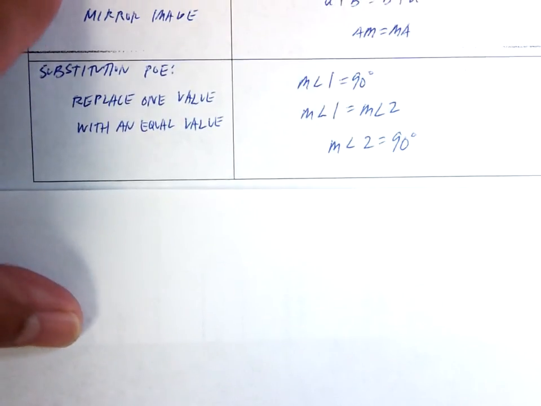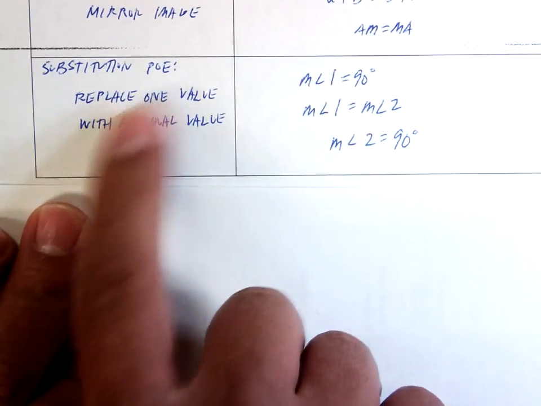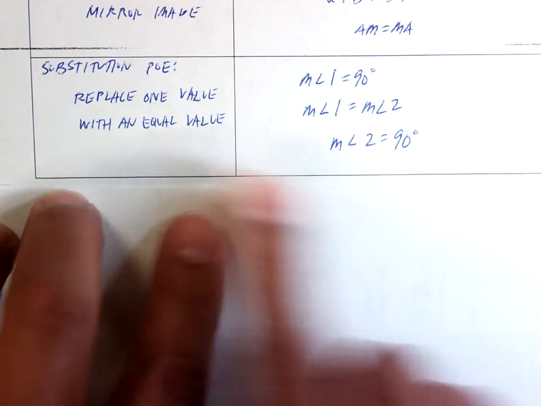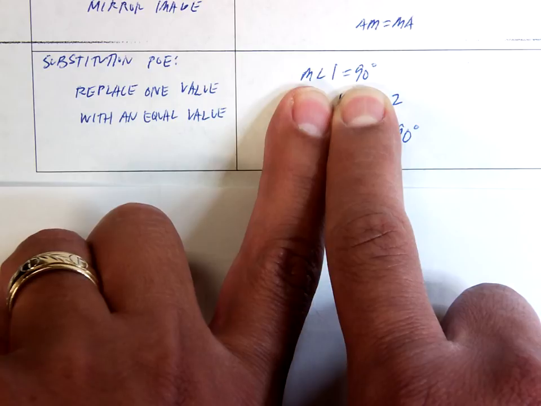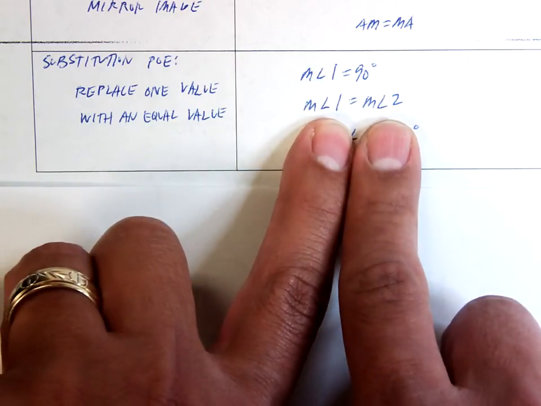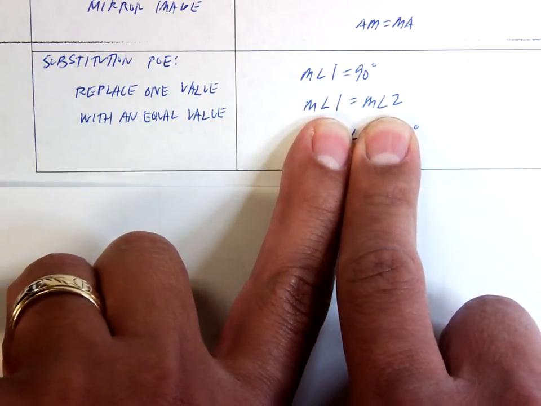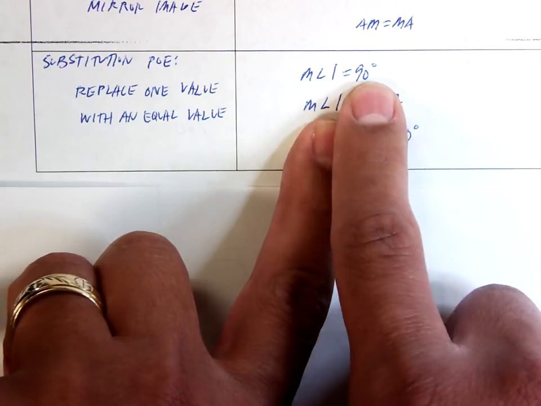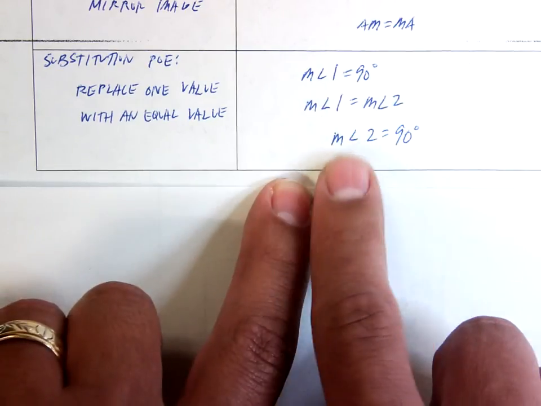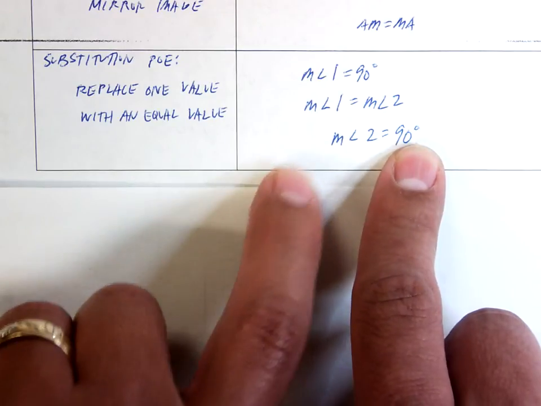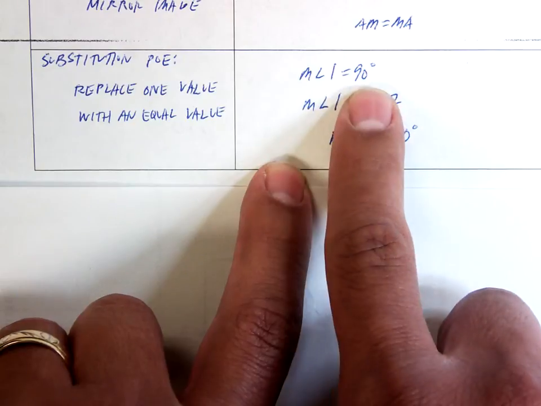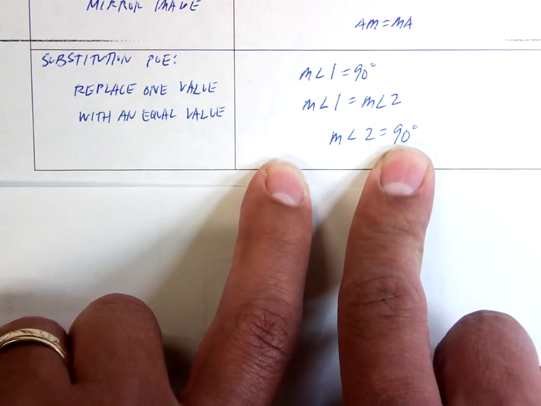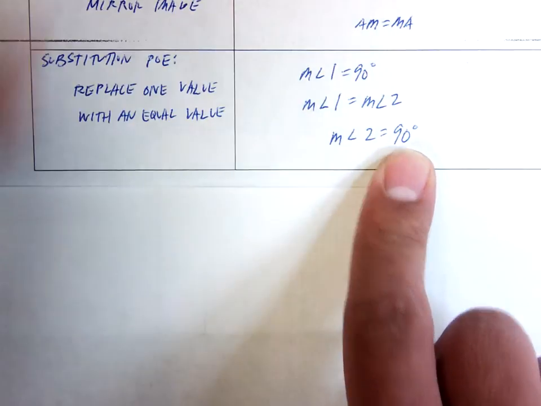Substitution POE. We replace one value with an equal value. So let's say that I'm told the measure of angle 1 equals 90. And let's say I'm told the measure of angle 1 equals the measure of angle 2. Well, then I can substitute. If angle 1 equals 90, then I can put measure of angle 2 is equal to 90, because I can just substitute the 90 for the measure of angle 1. So I just substituted 90 degrees in for angle 1. Okay?